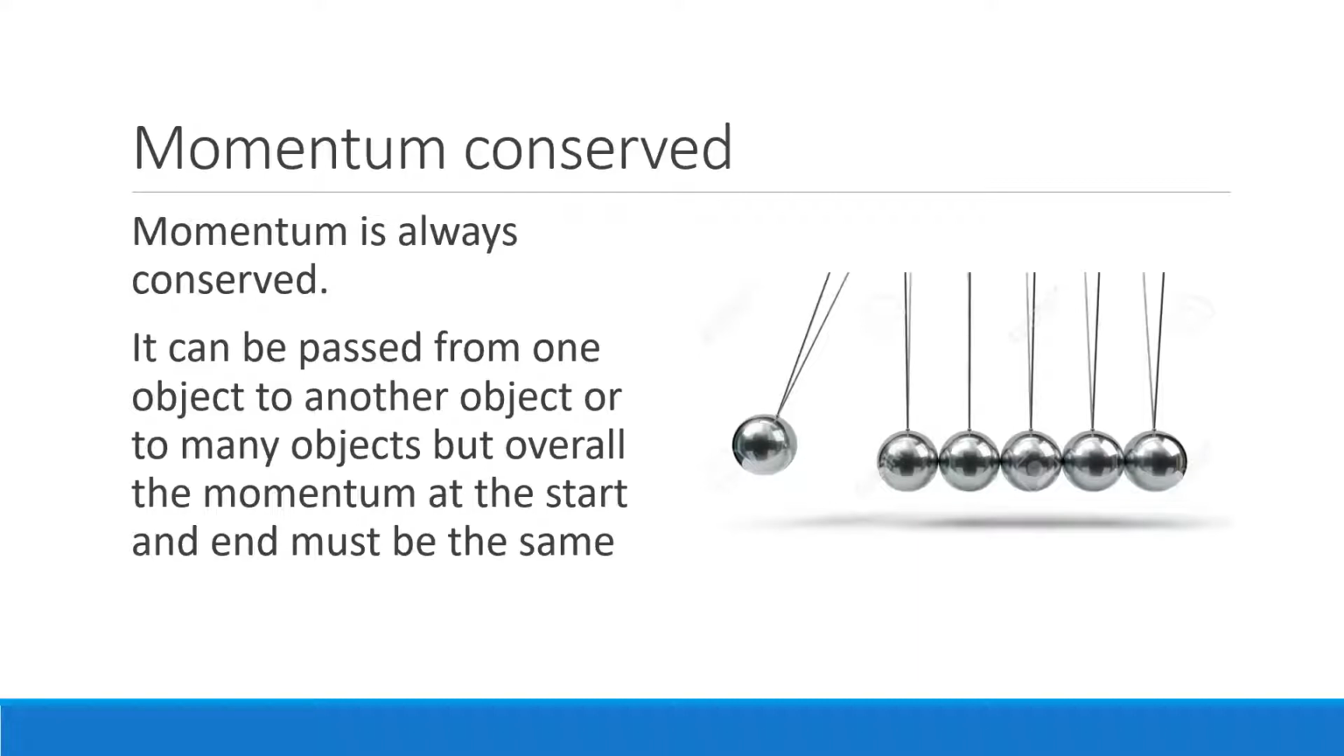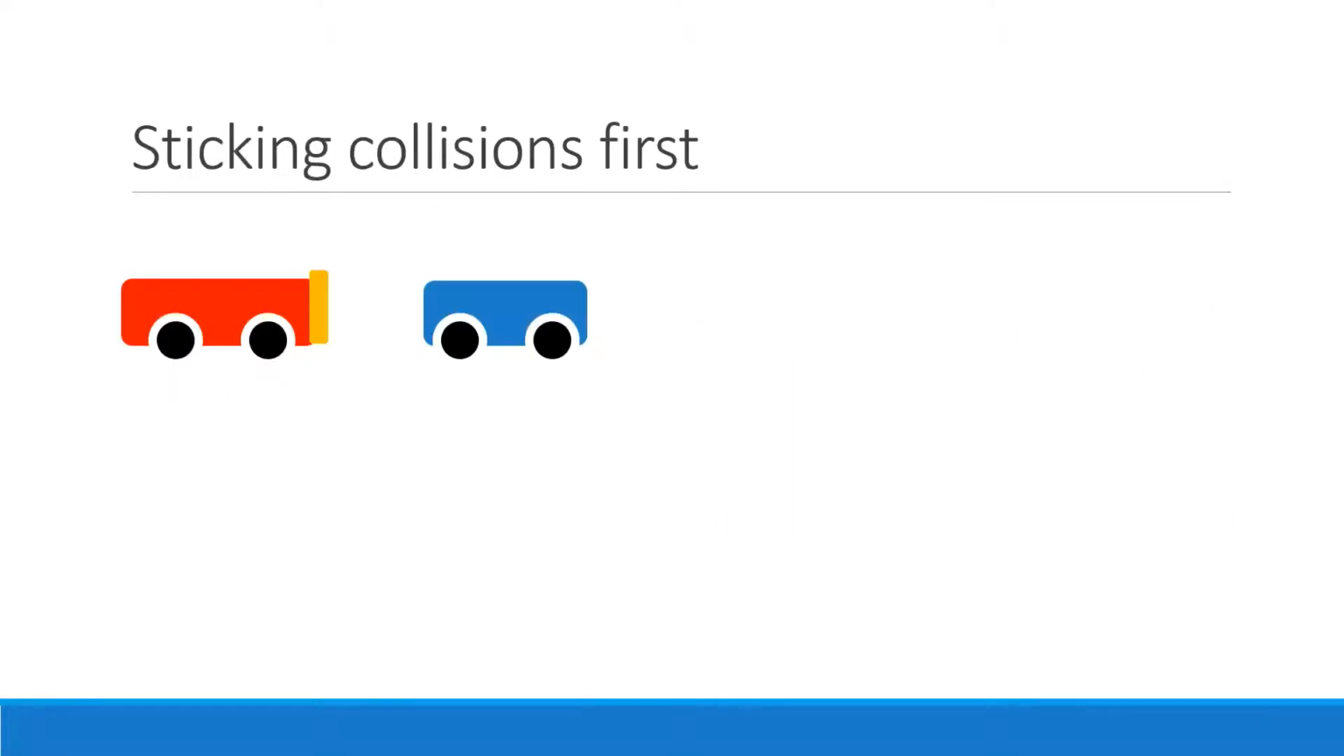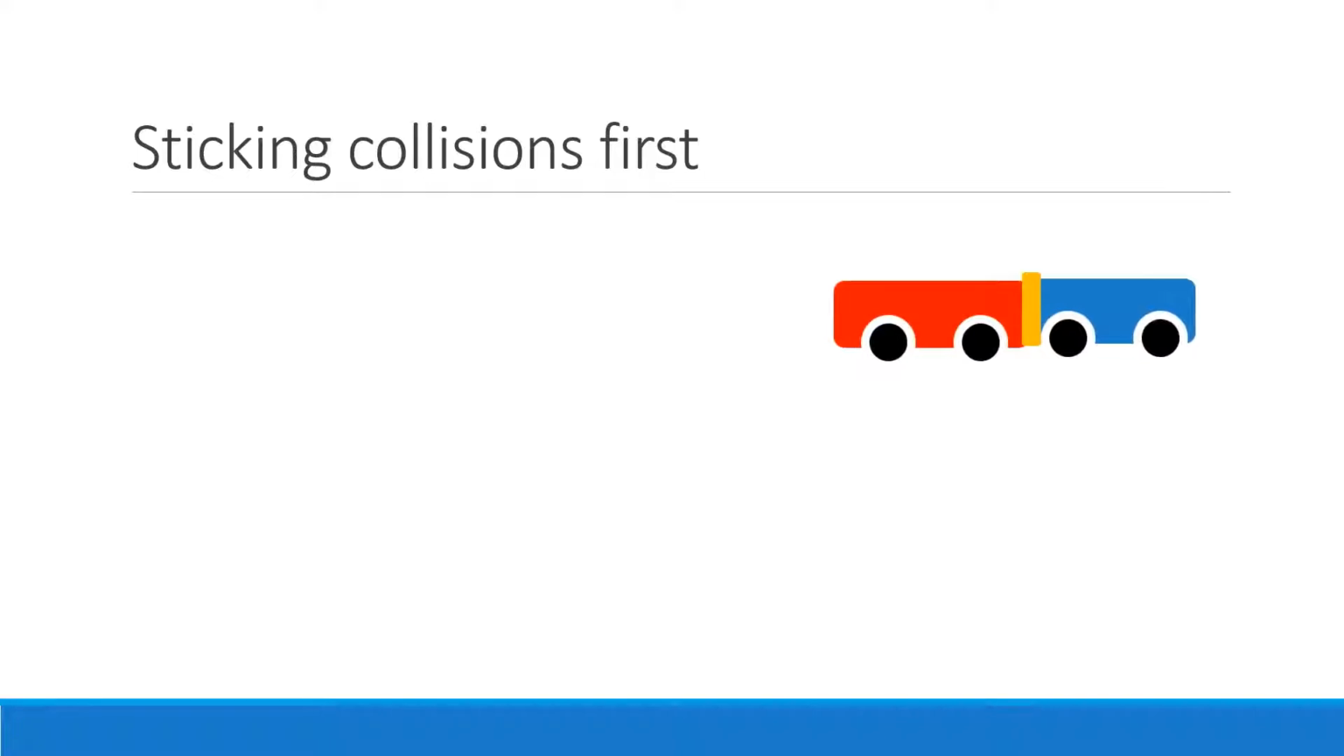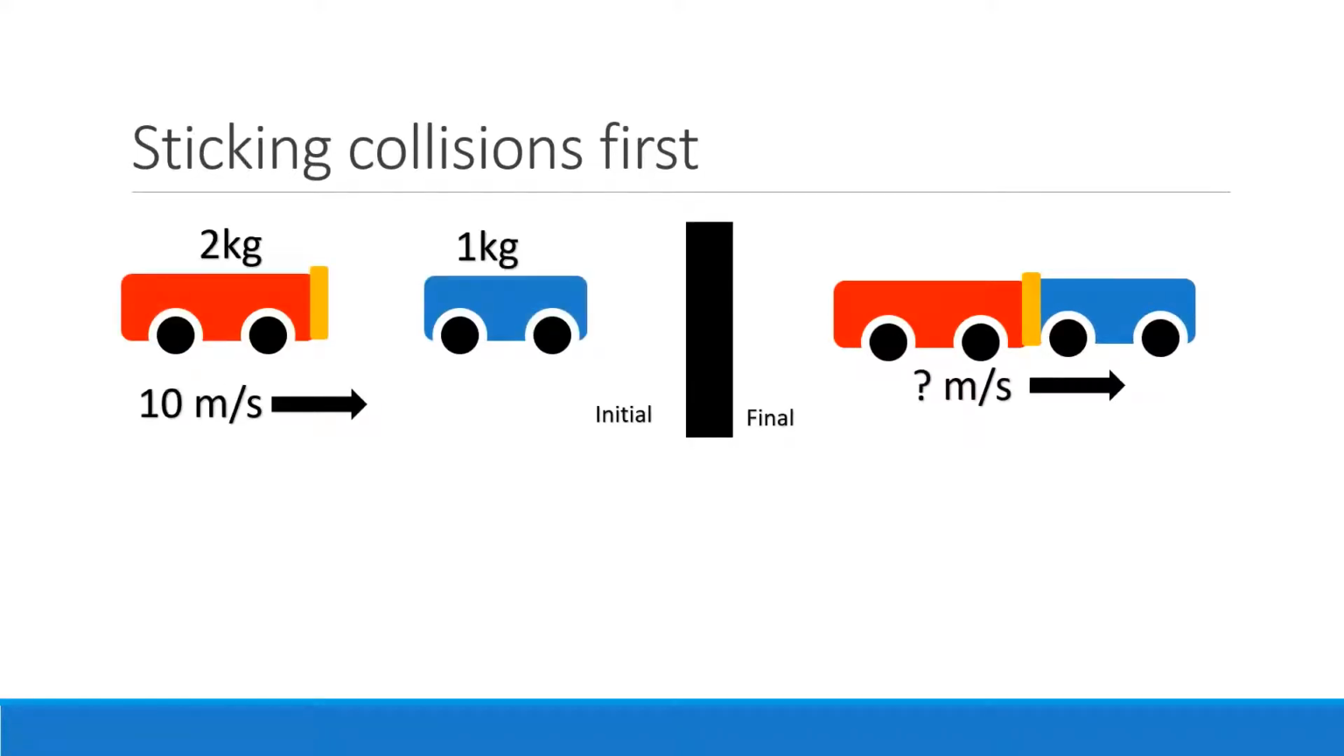Now, momentum can be passed from one object to another object, but overall, the momentum at the start and the end must be the same. And because the momentum at the start and the end must be the same, that allows us to do a lot of good calculations. The first calculation I showed you was the sticking collision. I showed you one moving object that slides and collides with another object, like so. We said the first one was 2 kilograms, and the second one was 1.